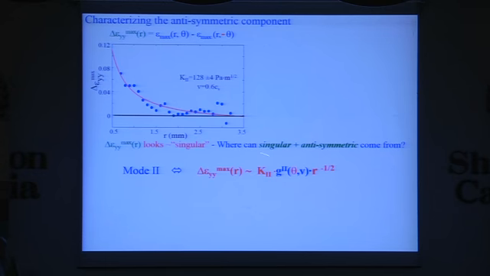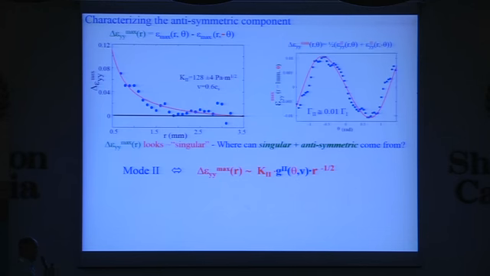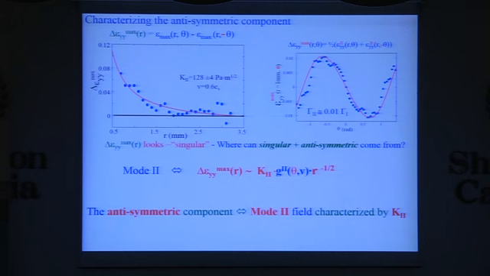So this asymmetric component is basically K2 times the classic velocity-dependent K2 function, and it has a 1 over the square root of r singularity. And if we look at the angular part with no adjustable parameters except the value of K2, we see that it fits very well. So basically what's happening is that we have a small mode 2 component as this ostensibly mode 1 crack is propagating.